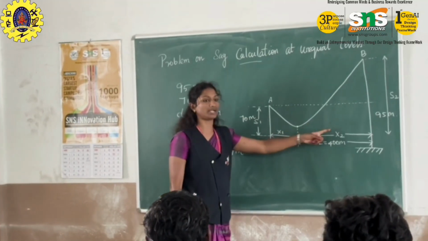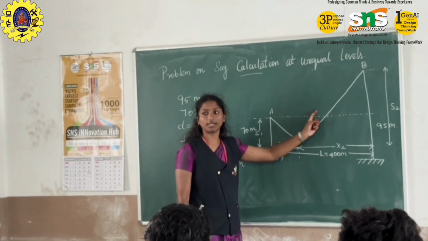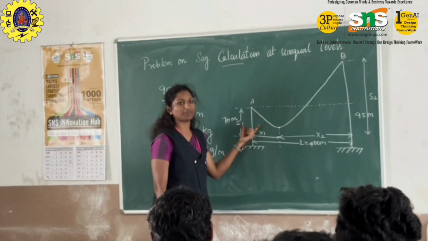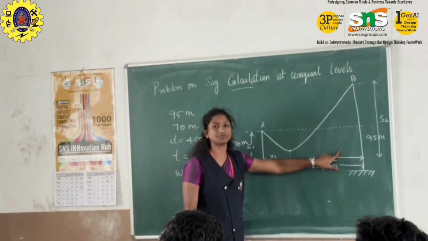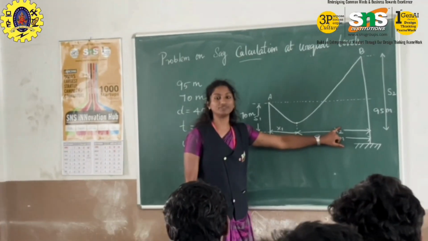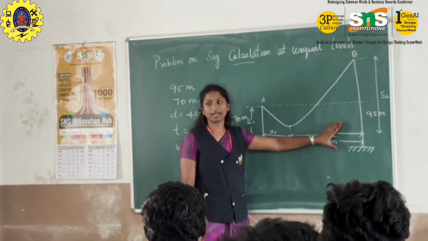So what are x1 and x2? This SAG level is not equal. Yes, there is a distance from the first support, and there is another distance from the second support. So we have mentioned them as x1 and x2, which are unknown. With these parameters, we have to calculate the SAG values.